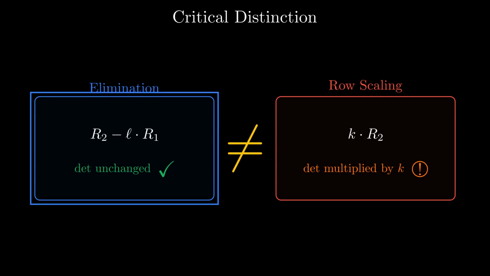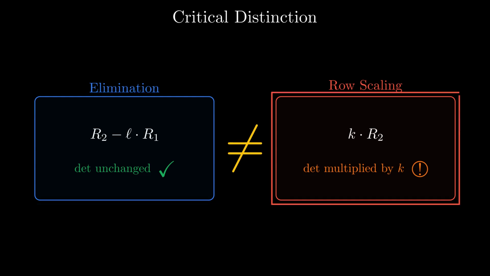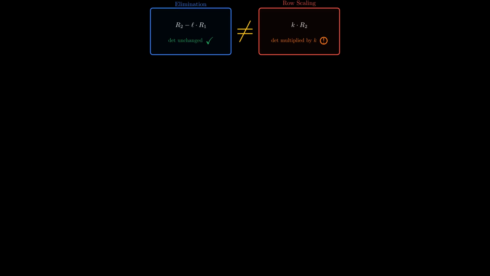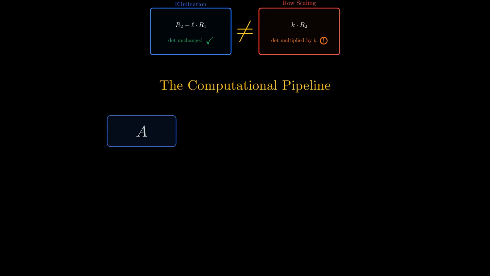On the left, we have elimination, row 2 minus L times row 1. This leaves the determinant unchanged. On the right, we have row scaling, multiplying row 2 by k. This multiplies the determinant by k. These two operations are not the same. Notice the large not equal sign between them. Property 5 matters enormously because Gaussian elimination is built on exactly the elimination row operation.